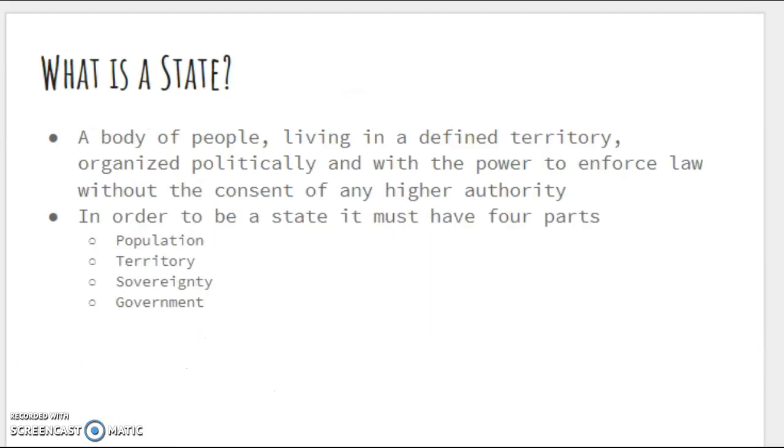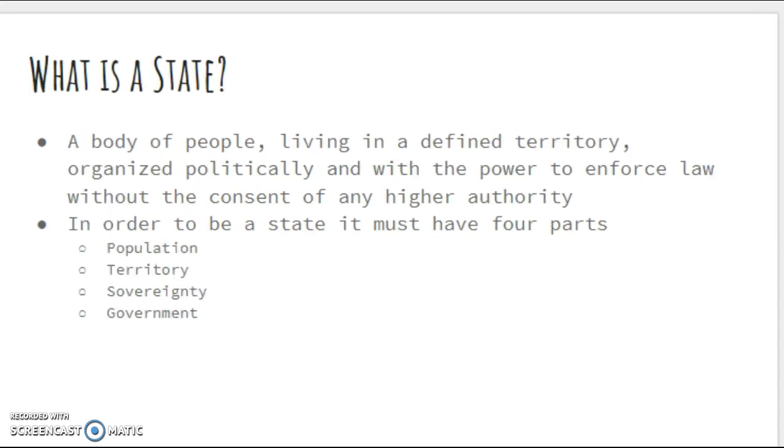Okay, so what is a state? So you might be thinking of a state such as Ohio, Indiana, Kentucky, and these are states. But in this sense, I'm actually referring to a country. So this is a body of people living in a defined territory, organized politically, and with the power to enforce law without the consent of any higher authority. Okay, so in order to be considered a state in this sense, it must have all four parts: population, territory, sovereignty, and government. And we're going to talk about each one of these in detail.